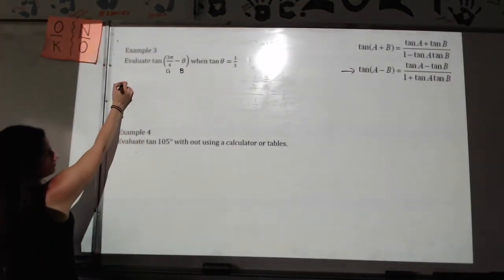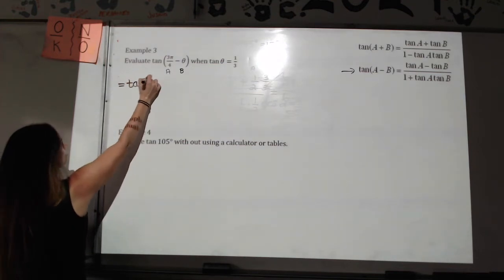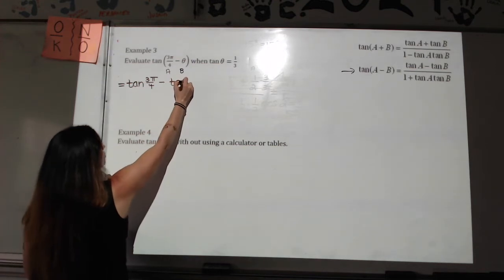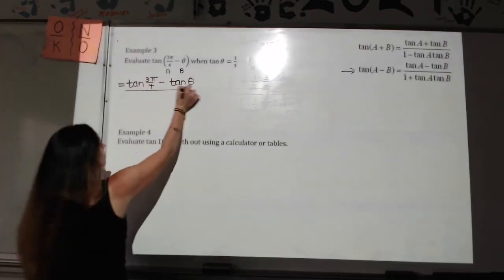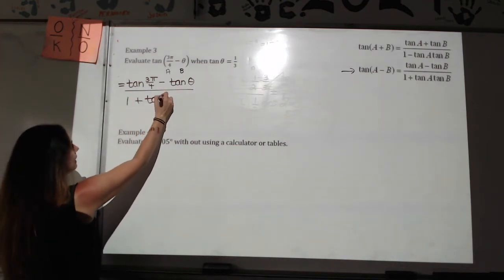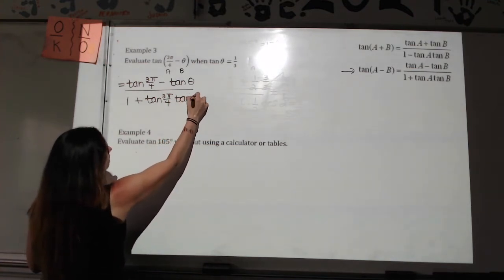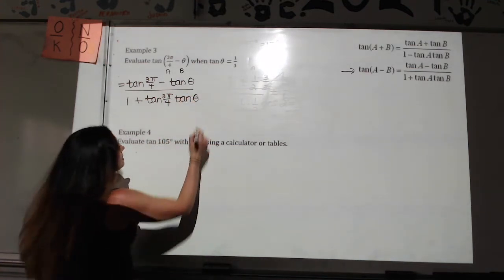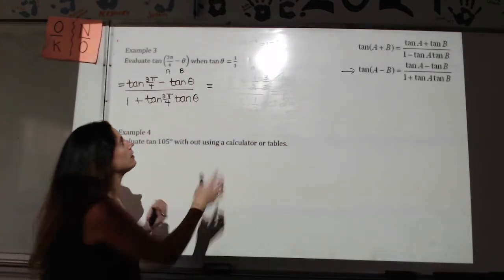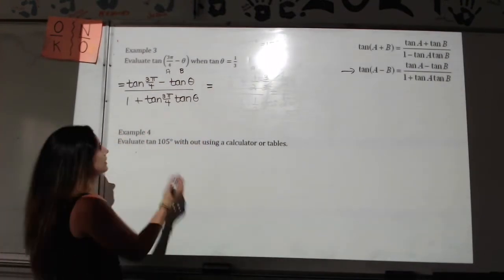So in this one, let's see what I have. Tangent of A is 3 pi over 4. Then it has minus the tangent of B, which is theta, over 1 plus, this one has a plus on the bottom, tangent of A, 3 pi over 4, tangent of theta. Now you have to evaluate these things. In this particular problem, we can go ahead and evaluate the tangent of theta because that was given to us to be 1/3. The tangent of 3 pi over 4, you need to know.